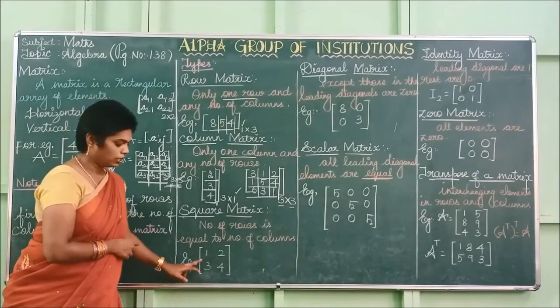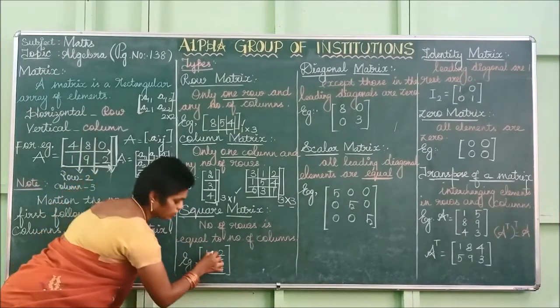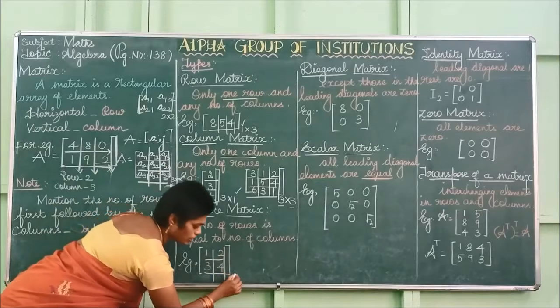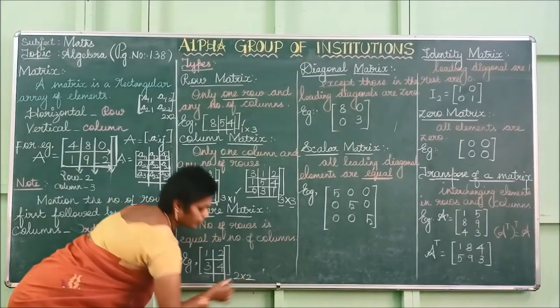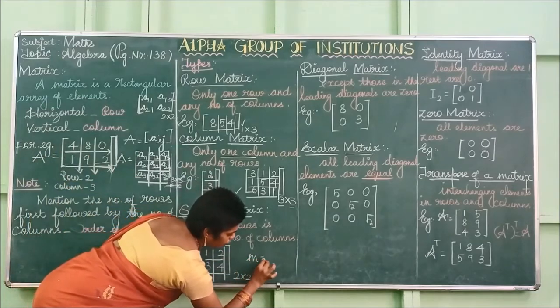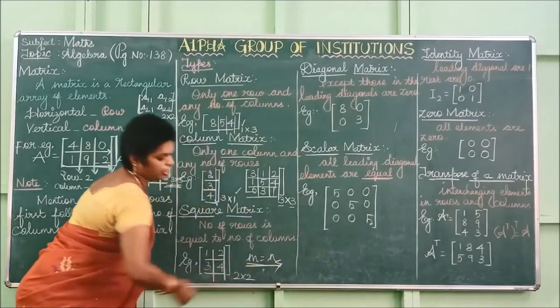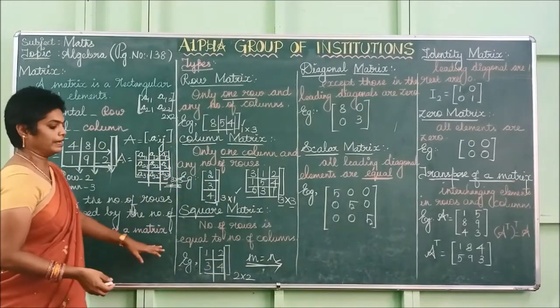Check the order. It contains 2 rows and 2 columns. So these are of order 2 cross 2. Here m, the number of rows, must be equal to the number of columns. If it satisfies this condition, this is called a square matrix.